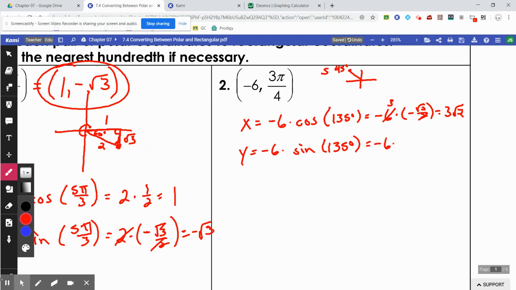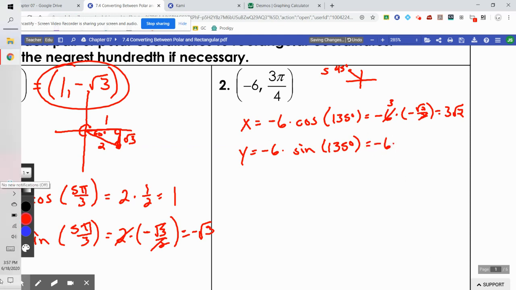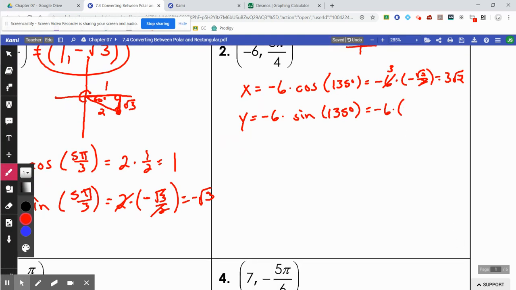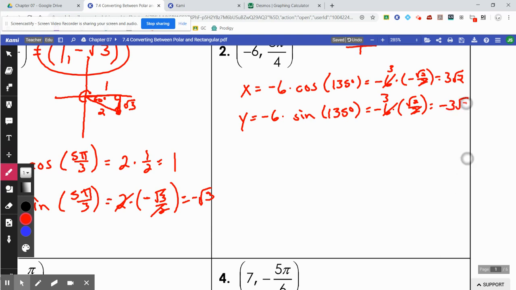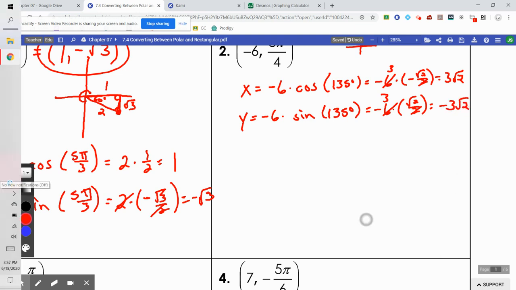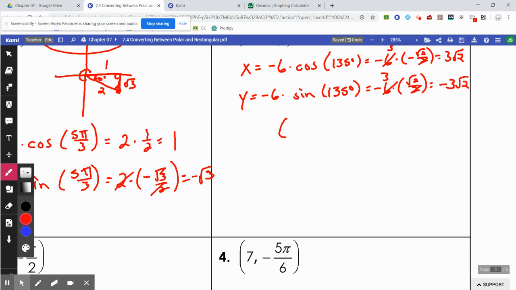The next one, negative 6 times the sine of 135. Since you're in the second quadrant, sine is positive. Your reference angle there is 45. The sine of 45 is root 2 over 2. 6 and 2 cross cancel and leaves you with negative 3 root 2. So your x value is 3 root 2, and your y value is negative 3 root 2.